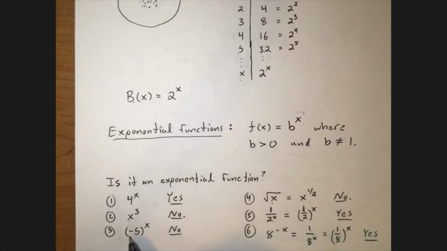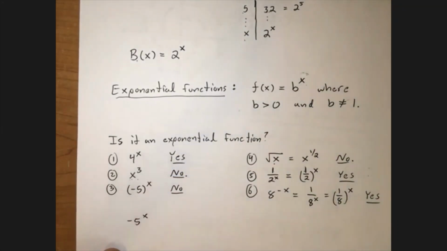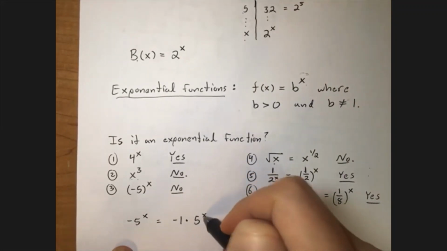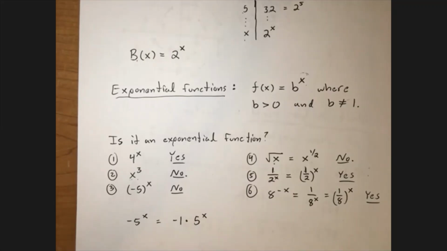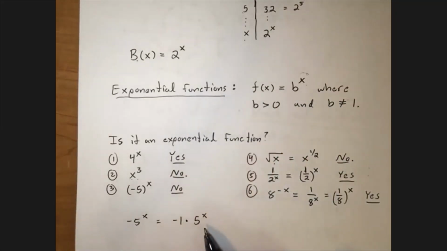So if the negative was outside the parentheses, you had something like this: negative 1 times 5 to the x. The way exponential function is defined here, it wouldn't be an exponential function because we've got this extra piece out here.